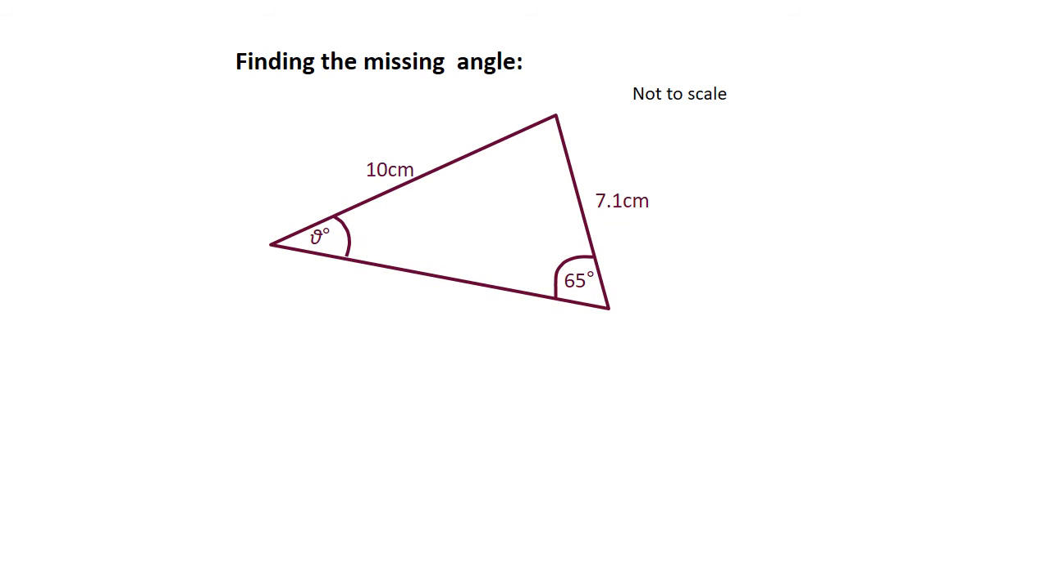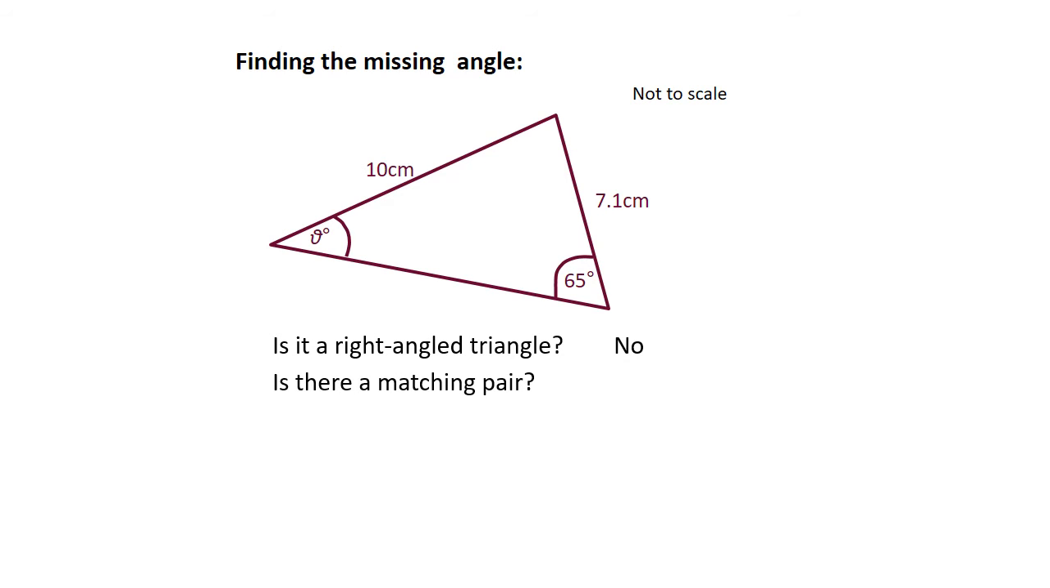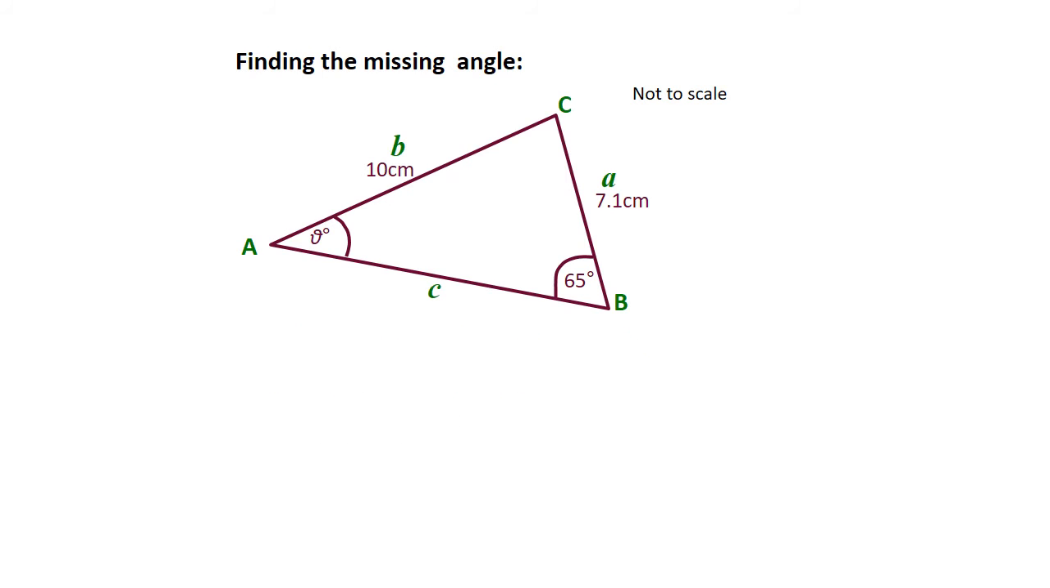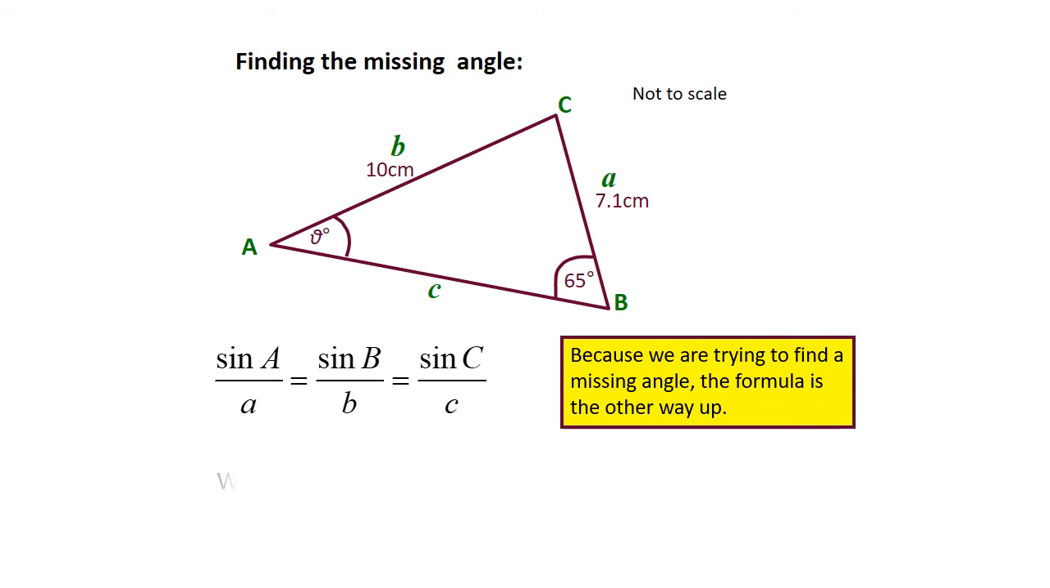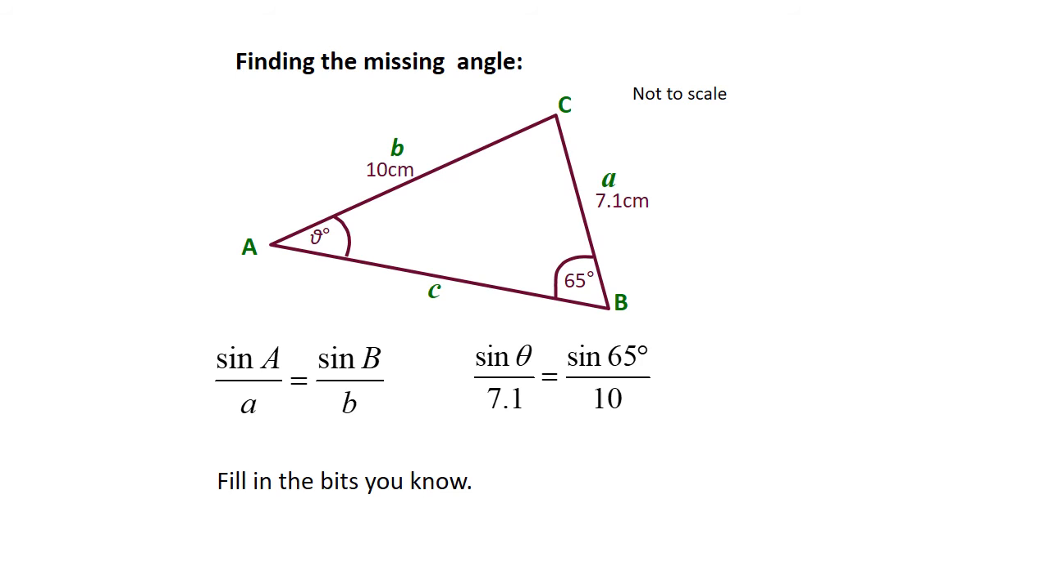Okay. If we do this one, we've got an angle this time, so we're going to have the sine rule the other way up. Is it a right angle triangle? No. Is there a matching pair? Yes, because there's 65 and 10. Use a sine rule. So label your sides and angles. We're going to have it up the other way. We're going to have sine A on the top this time. So we don't need the C bit of the formula again. So we're going to fill in the bits we know.